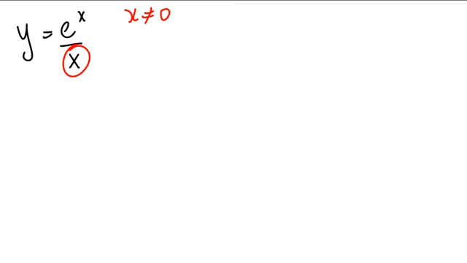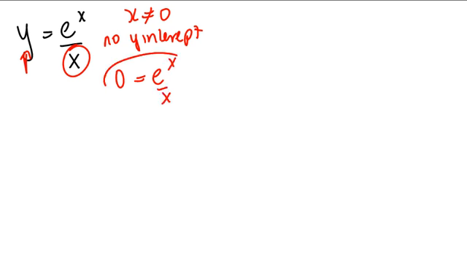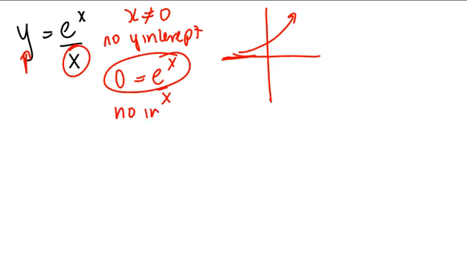Next one is the intercepts, and since x can't equal 0, there is no y-intercept. In order to figure out the x-intercept, y would have to be 0. So 0 equals e to the x over x. And the only way to make that 0 is to make e to the x 0. And our graph of y equals e to the x looks like this, which we know will never hit the x-axis. So there is no x-intercept either. What that means is that our graph isn't going to cross either of the axes.